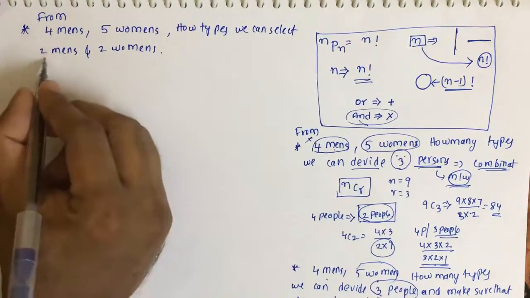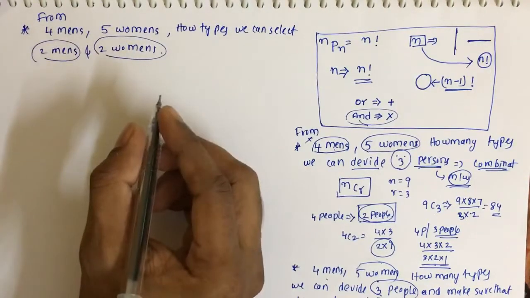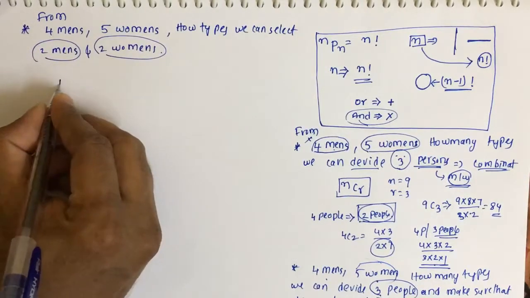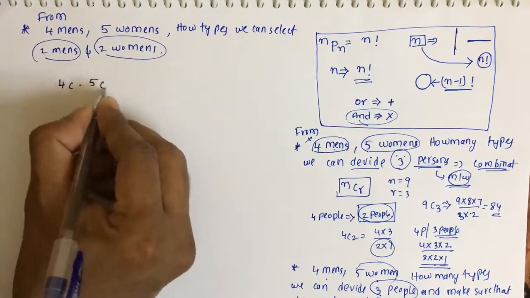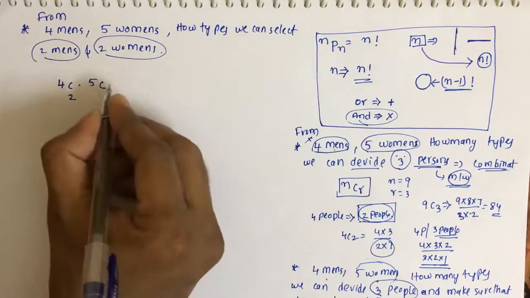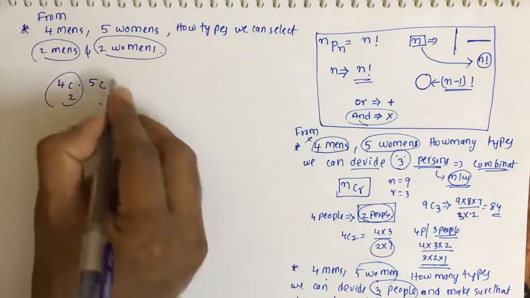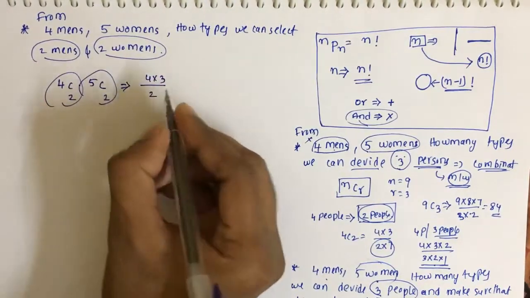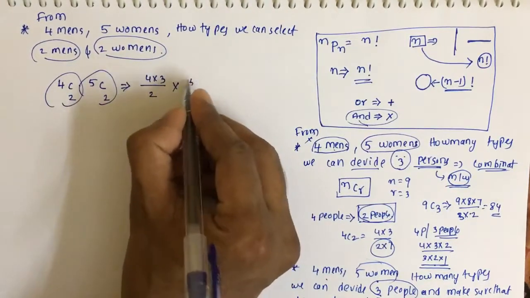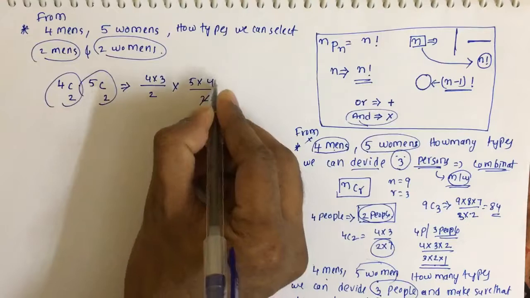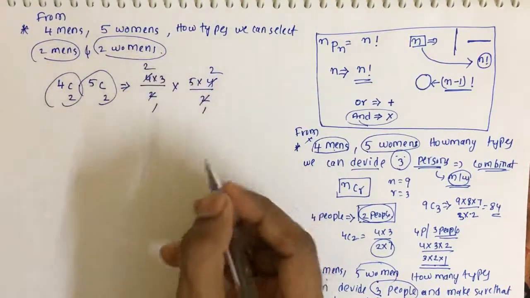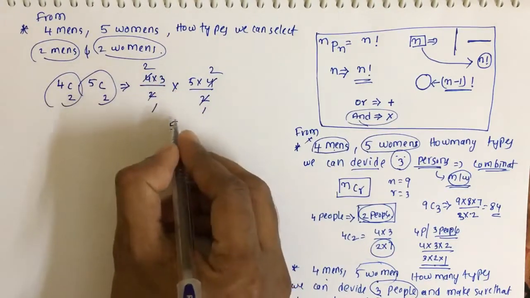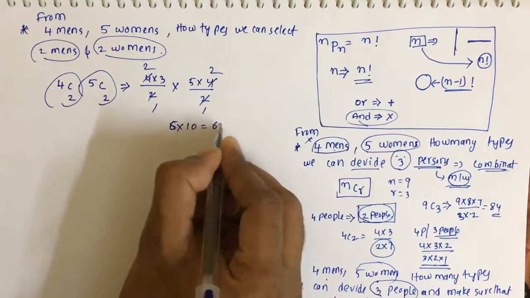So here also, because they have given the sex, we can't count it as a total number. So first we write men into women, and this will be 2 and this will be 2. So now we have to do for this and for this. So 4 into 3 by 2 into 5 into 4 by 2, 2 ones 2, 2 twos 4, 2 ones 2, 2 twos 4. So 5 into this will be 6 into 10, 60 ways.